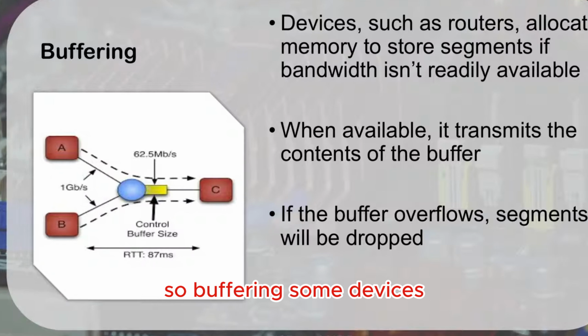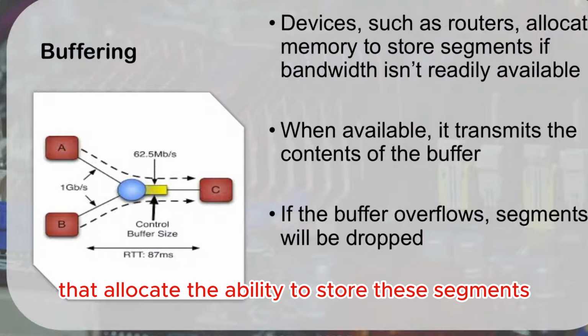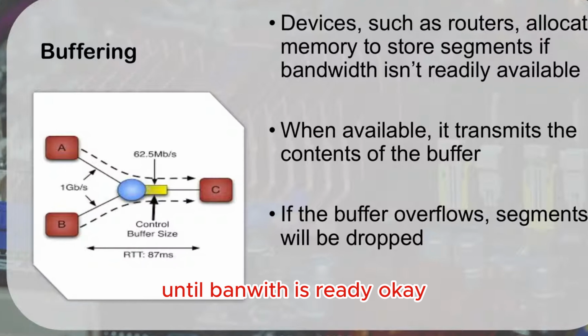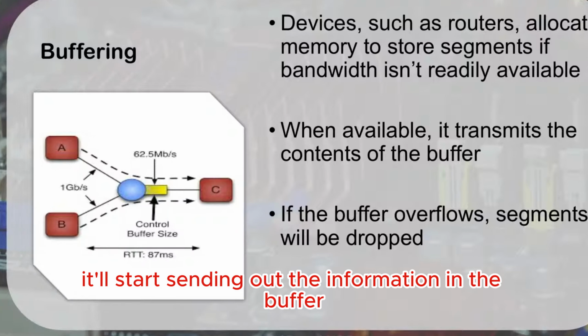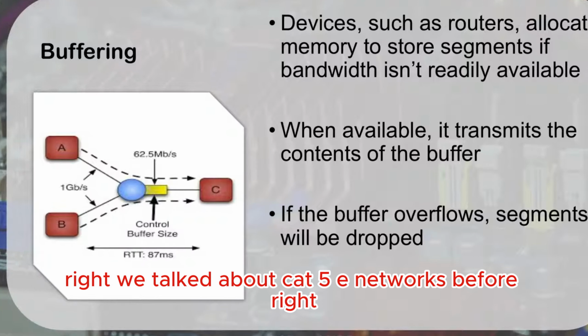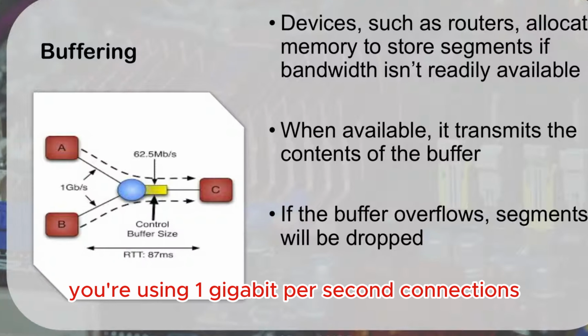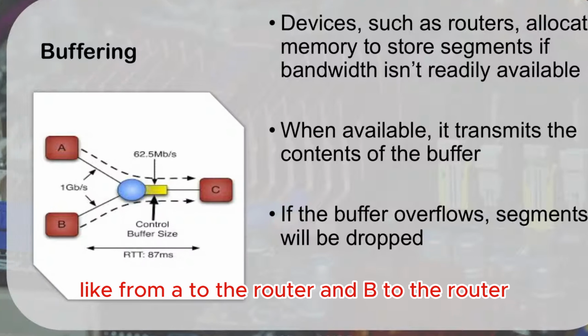So buffering. Some devices like our routers have memory on them that allocate the ability to store these segments until bandwidth is ready, okay? So when it's available, it'll start sending out the information in the buffer. If the buffer overflows, the segments will be dropped. Why this becomes important, right? We talked about Cat5e networks before, right? So we said, hey, inside your network, you're using 1 gigabit per second connections, like from A to the router and B to the router.